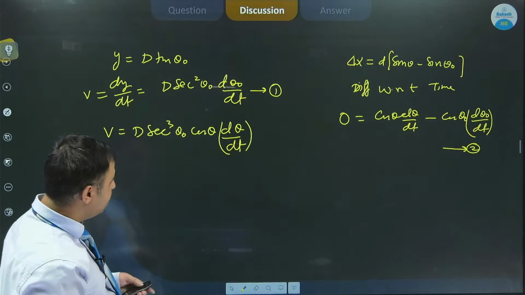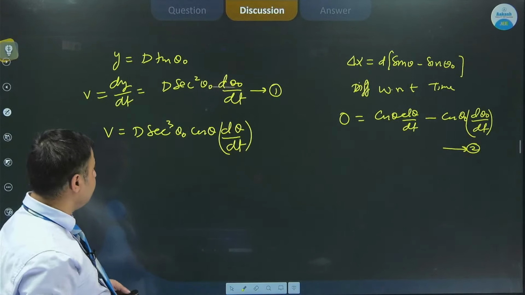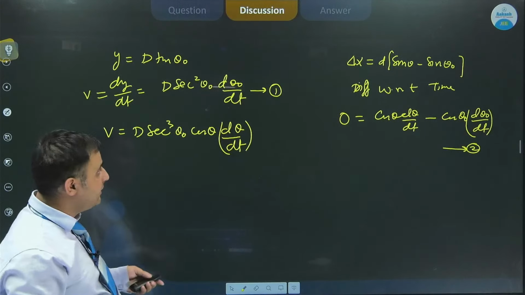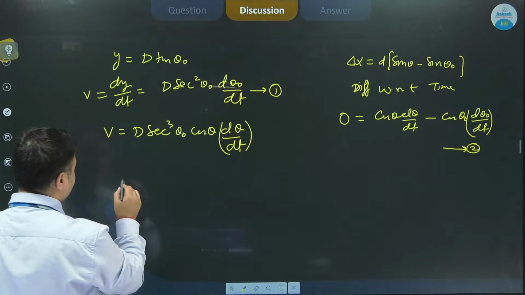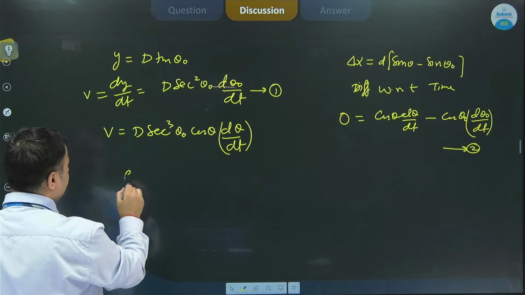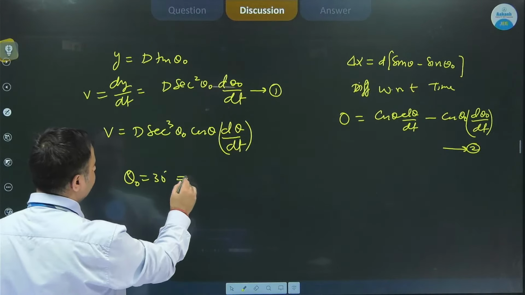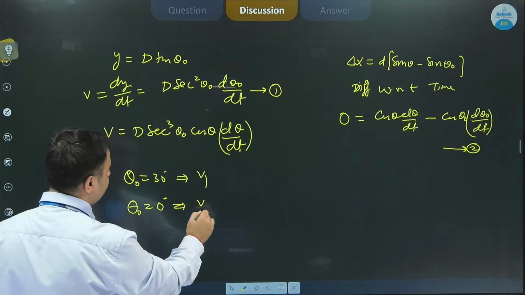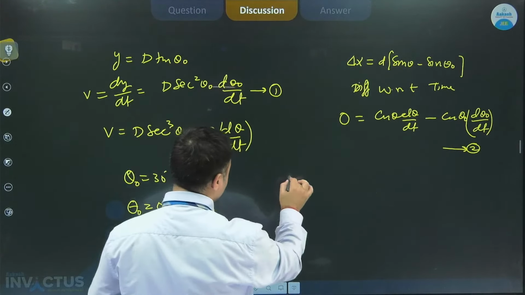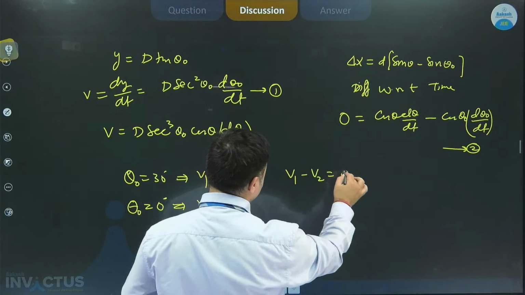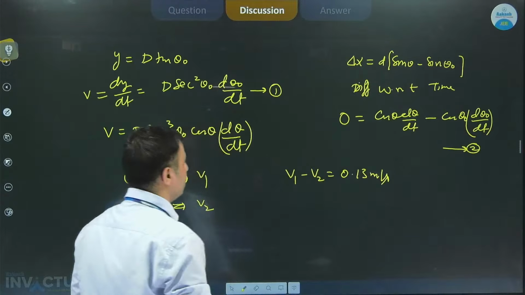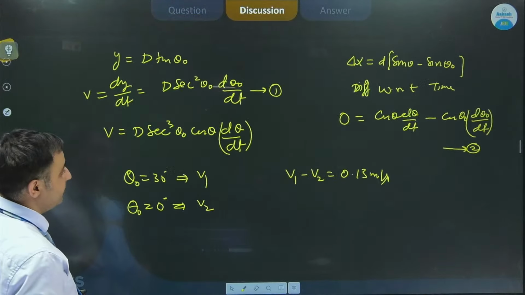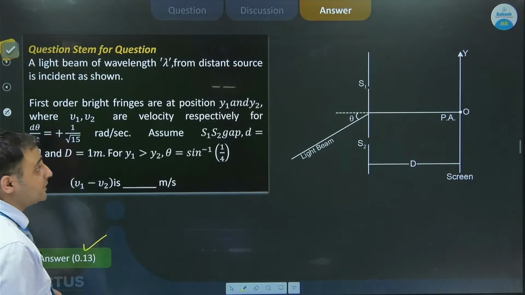Now in the question we have all the values. We have d, we have theta naught, we have sine theta, so we can calculate cos theta, and d theta by dt is also given in the question. So we can find velocity v1 for theta naught is equal to 30 degree. We can find velocity v2 for theta naught is equal to 0 degree, and we have to find the velocity difference. So v1 minus v2 will come out to be 0.13 meter per second. On putting the value, we'll get 0.13 meter per second.